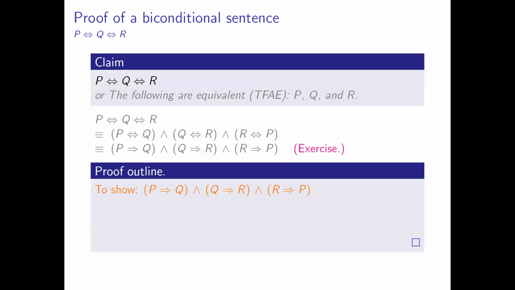Hence, to prove that P, Q, and R are pairwise equivalent, we only need to prove the conditional sentences P implies Q, Q implies R, and R implies P. The proof will then have 3 parts, with each part a proof of one of these conditionals. You may use any method for each of these proofs. An example of this type of proof will be given later.